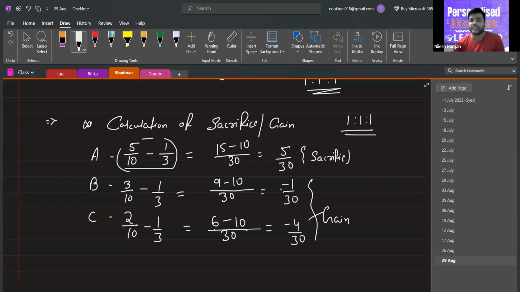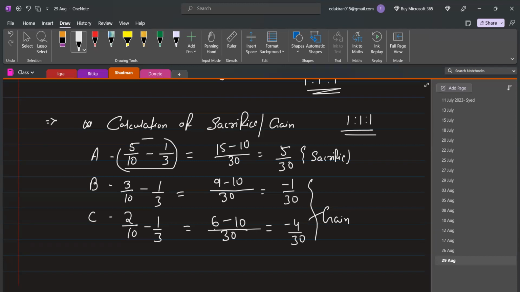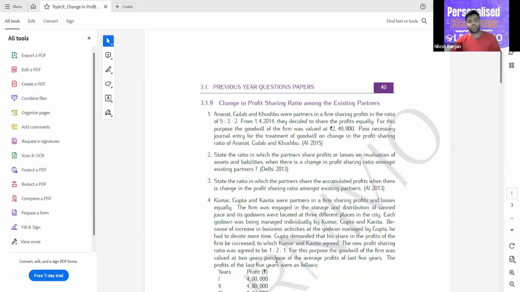But after this, if you need to adjust goodwill, reserve, accumulated profit or loss, or revaluation profit or loss, in that case you don't have to use the minus sign. If you total these two, 1 by 30 and 4 by 30, you will get 5 by 30, which is equal to the sacrifice of A. Now the first question is done.